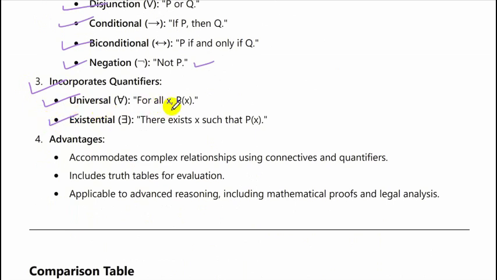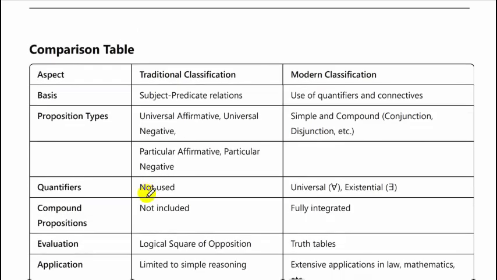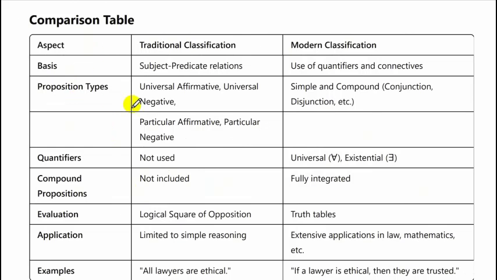Universal means for all x, and existential means there exists x such that, that is, there exists at least one x. Advantages: it accommodates complex relationships using connectives and quantifiers, includes truth tables for evaluation, and is applicable to advanced reasoning, including mathematical proofs and legal analysis. Let's do the comparison table.